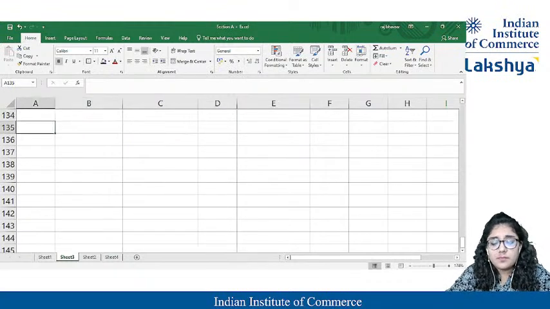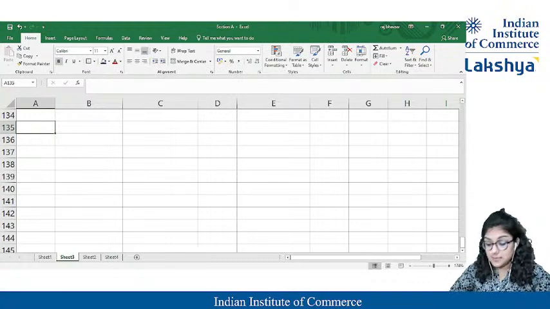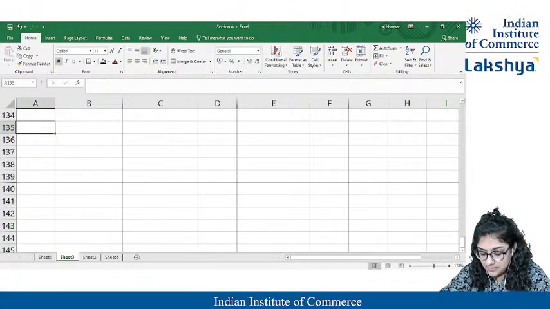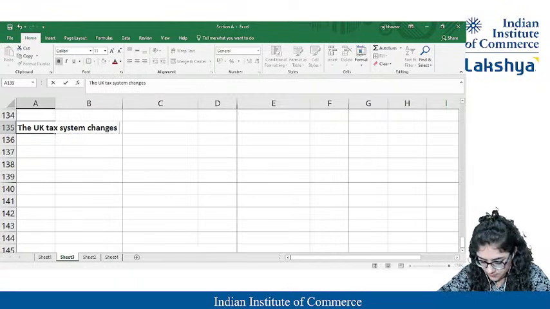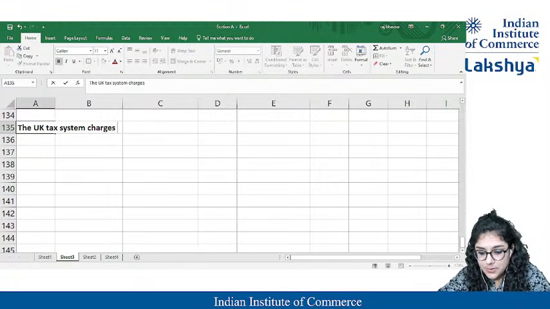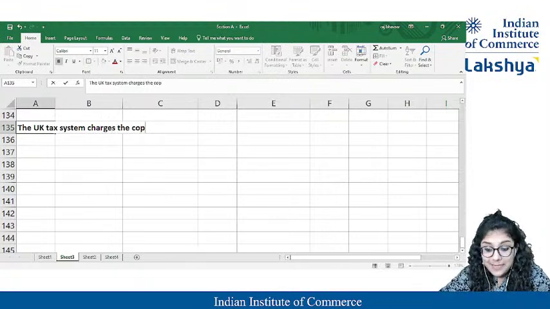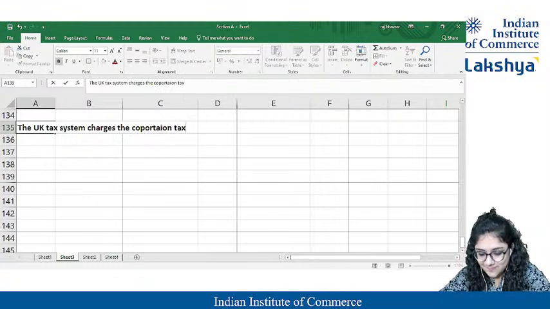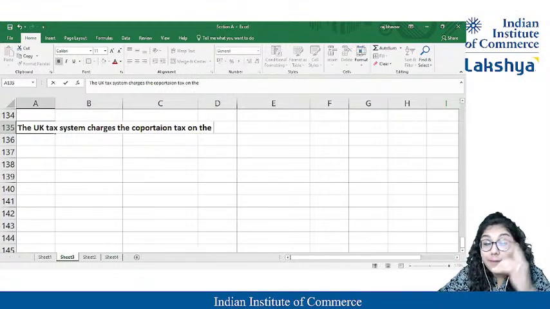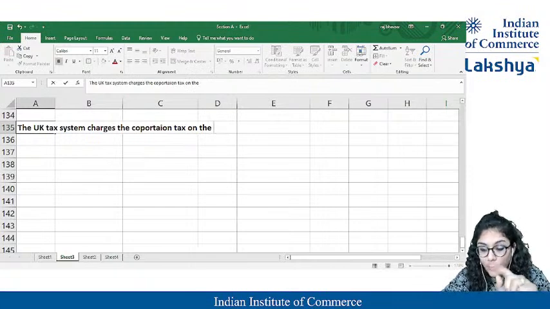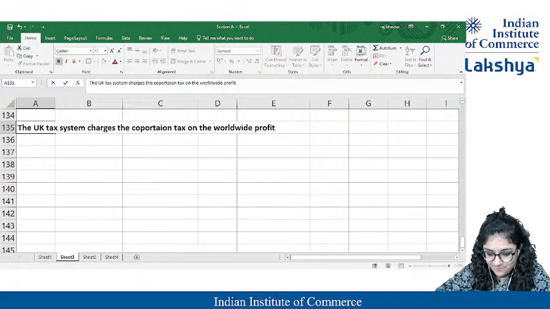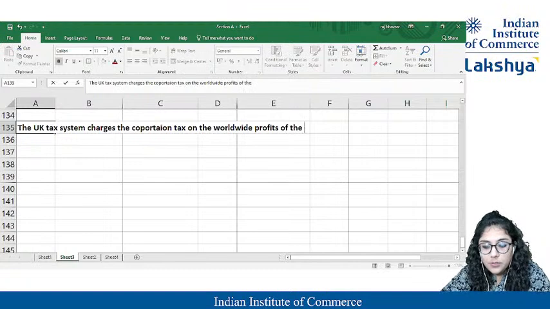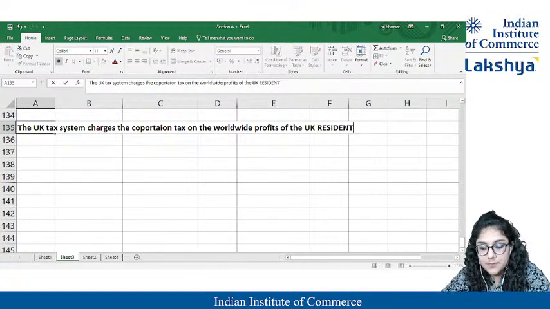Students, it's easy. I trust this question. It's easy. First of all, we need to write the system. Yeah, the UK tax system basically charges corporation tax on the worldwide profits, isn't it? If it is a UK resident, on the worldwide profits of the UK resident companies.